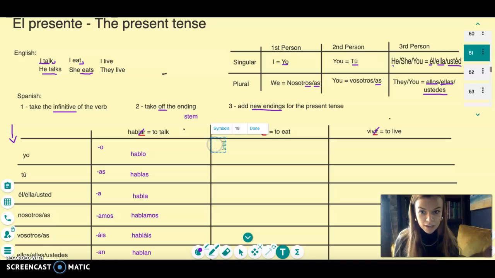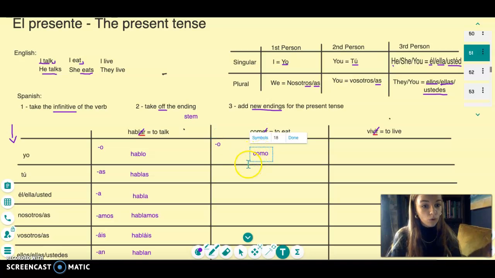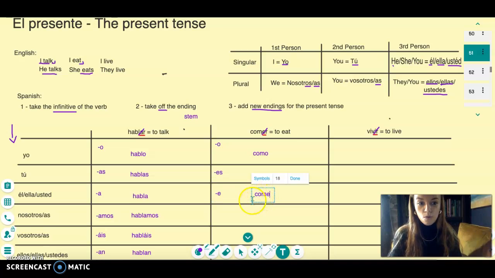So we'll do the same thing for our ER verbs. Our endings are slightly different. So for yo, it's the same. So como, I eat. And for you, for tú, it is es. So comes, so slightly different. You eat. For él, ella, and usted, it's just an e, so a slight difference again. So come, he eats, she eats. For nosotros or nosotras, emos, comemos, we eat.